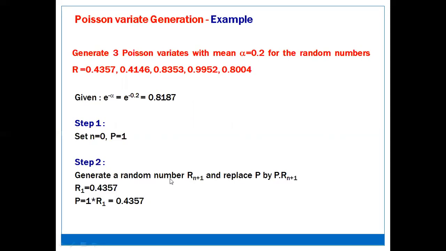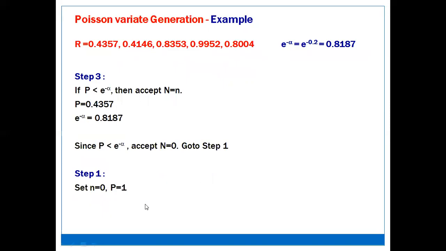Step 2 will be generating a random number r of n plus 1 and replace p by p into r of n plus 1. So let's do that. R1 will be the first number they have given, 0.4357. P will be p into r of n plus 1, that is the previous value 1 into r of n plus 1. Initially we have kept n as 0, so r1. So p will be 1 into r1, that is 0.4357.